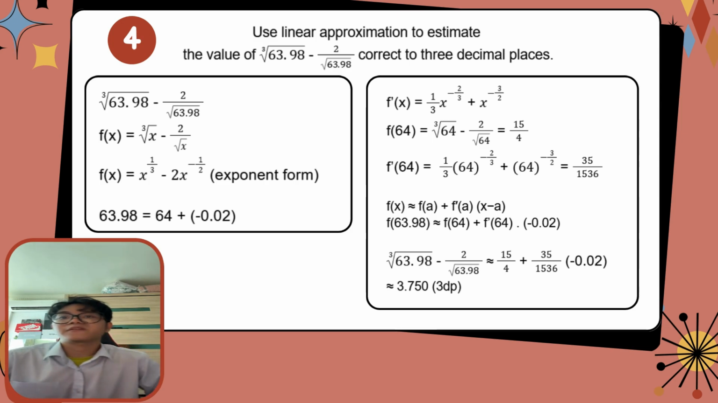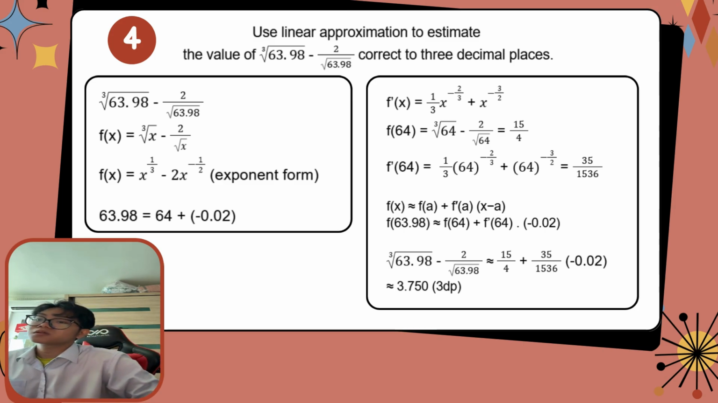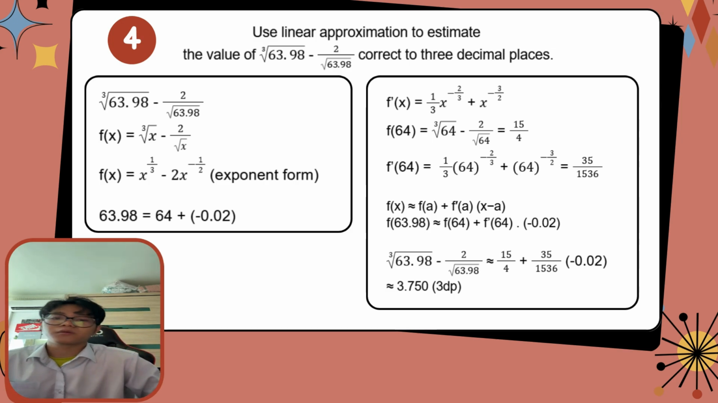So first, let's define the function so we can apply linear approximation. So we have f(x) equal to cube root of x minus 2 over square root of x. Next, we're going to rewrite it using exponents. Why? Because this makes it easier for us to apply differentiation rules, like the power rule. Next step is to find a number that is close to 63.98, which is 64. Why 64? Because it is the closest one, and we need to add minus 0.02 to make it 63.98.